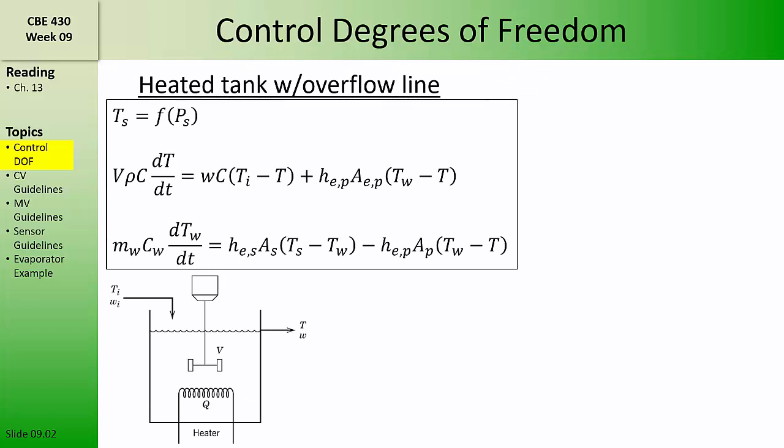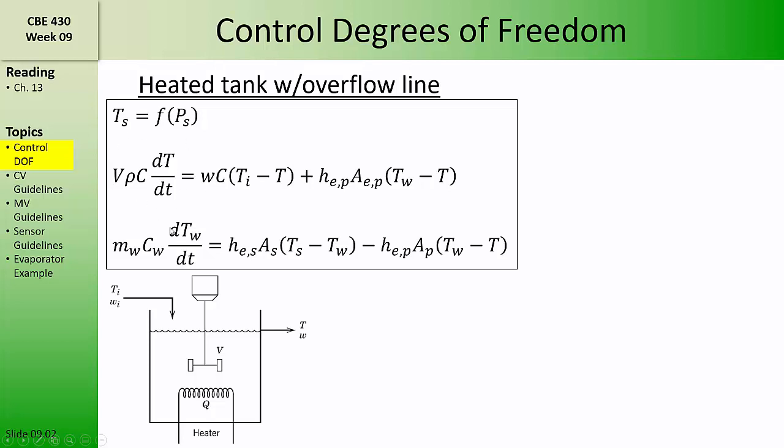To understand the concept of control degrees of freedom, consider this model of a heated tank with constant volume overflow. The model for this heated tank shown here contains only 2 energy balances and a relationship assuming that the temperature of the heating medium, which here is steam, labeled T sub S, is a function of the steam saturation pressure, P sub S. In this version of the model, we've already used the steady state material balance to set Wi, the inlet mass flow rate, equal to W, the outlet mass flow rate, so that Wi could be eliminated from the energy balance for the fluid in the tank.